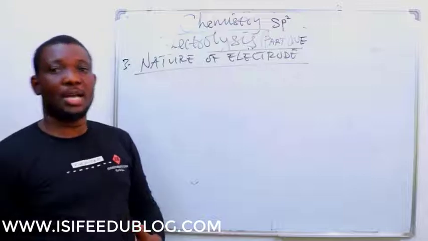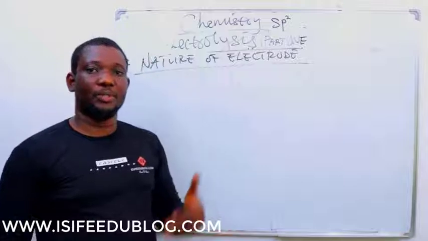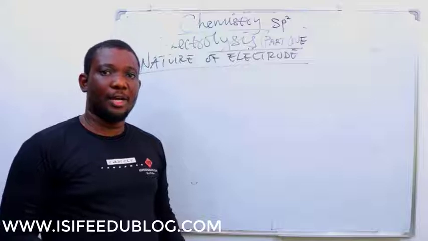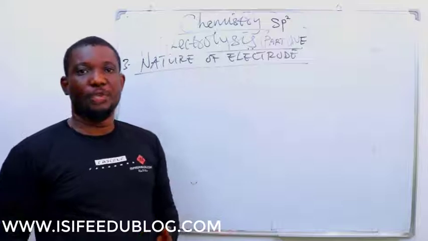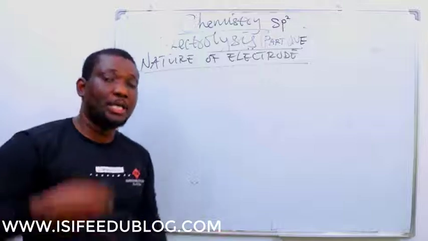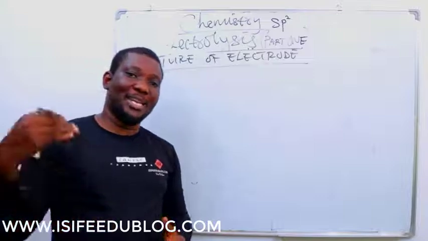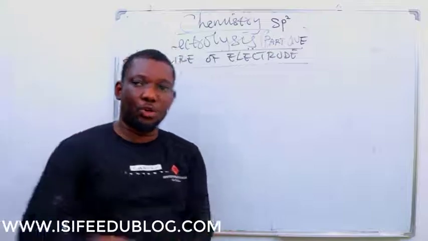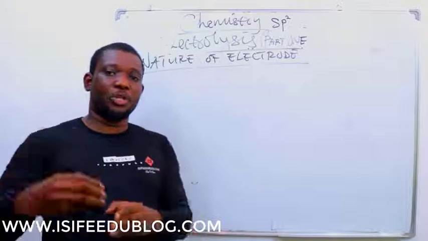There are some gases that, when they are discharged at the electrode, if the electrodes are active, will react with the electrode. I'll give an example: chlorine. Suppose chlorine is one of the products that will be discharged at the anode, and you use an electrode that will react with chlorine. Then chlorine will not be isolated and collected when it is discharged. It will be very difficult to collect chlorine if such electrodes are used.